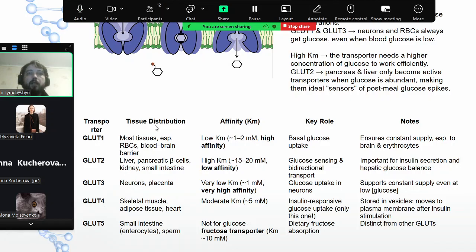Here is the table of major classes of these transporters. You see that they are distributed in different tissues, so depending on the type of the transporter you can guess the tissue. They all have different Km. What is Km? Who will remind me? We had a lecture on enzymes.